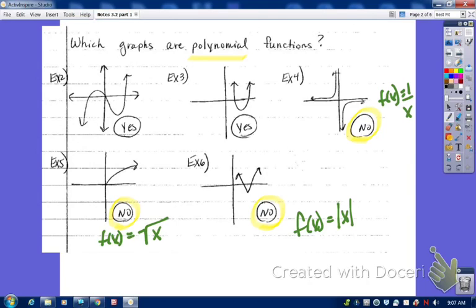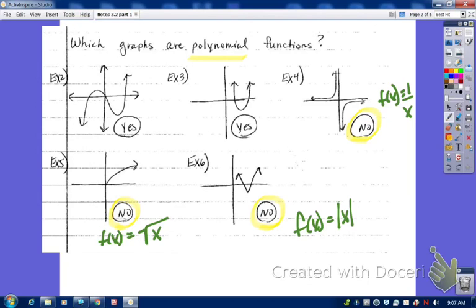So when you're looking at the graphs, you're having to think about things that you have a little bit of knowledge on. So you're thinking about those things: x is in the denominator, x is under a square root, x is in absolute value. Alright?